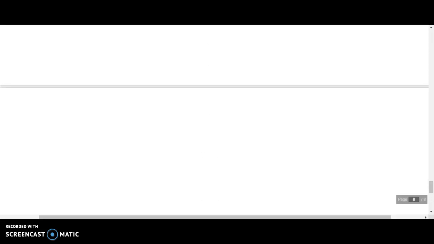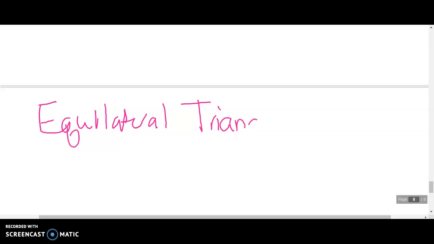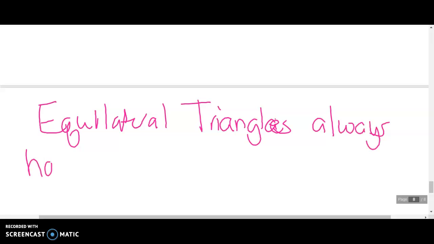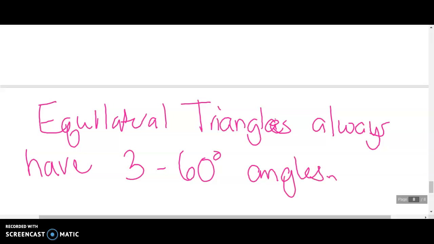So here comes an important note. Equilateral triangles always have three 60-degree angles. Their angles are always 60 degrees. 60 degrees, 60 degrees, 60 degrees, it adds up to 180. So if you know that it's an equilateral triangle, you know that it adds up to 180 degrees. Okay? So you also know that each angle is 60 degrees.